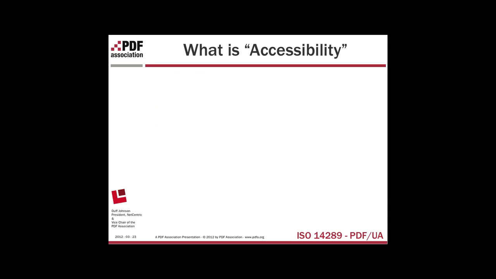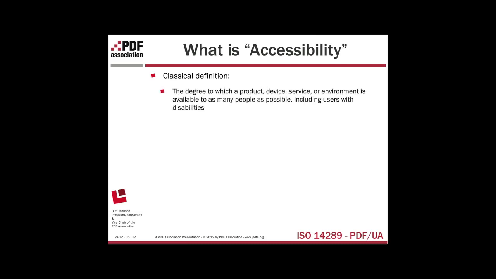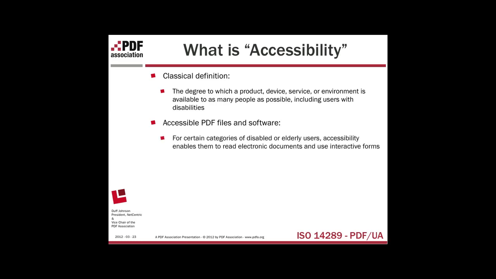What is accessibility? It's not obvious to everybody what accessibility is. In fact, there's quite a bit of debate even in the community of developers for accessibility about what accessibility might be. The classical definition would describe the degree to which a product, device, service, or environment is available to as many people as possible. The scope is a little larger when it comes to PDF, because we're not just talking about people consuming PDF files. For accessible PDF files and software, we can understand accessibility as enabling users who require assistive technology to read electronic documents and to interact with PDF, to use interactive forms.